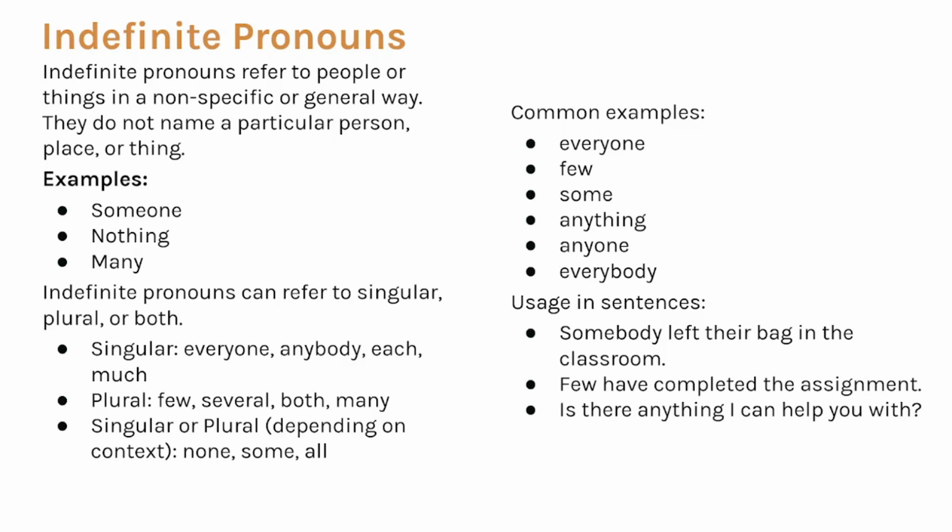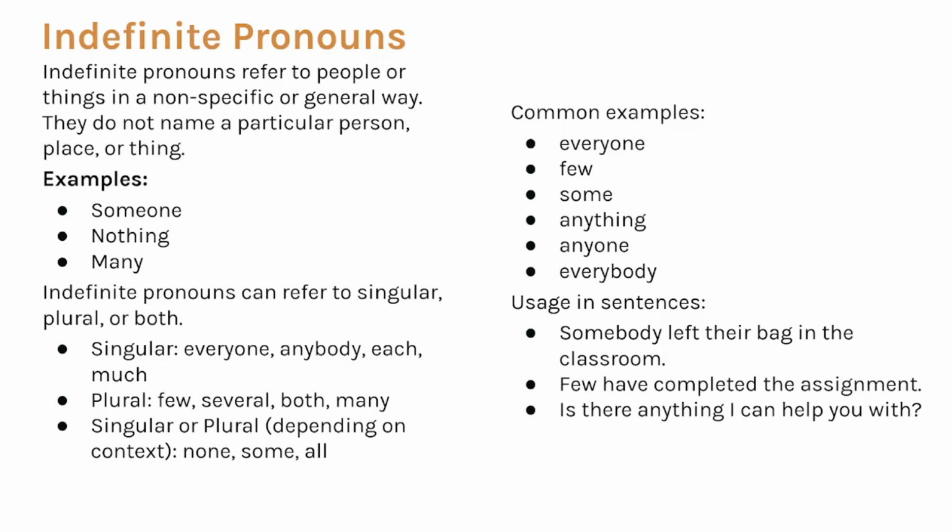Now we also have indefinite pronouns. Indefinite pronouns refer to people or things in a non-specific or general way. So they do not name a particular person, thing, or place. When you say someone, we are not referring to a specific person. When you say nothing, we are not referring to something. Many, we are general. Now, indefinite pronouns can refer to singular, plural, or both.